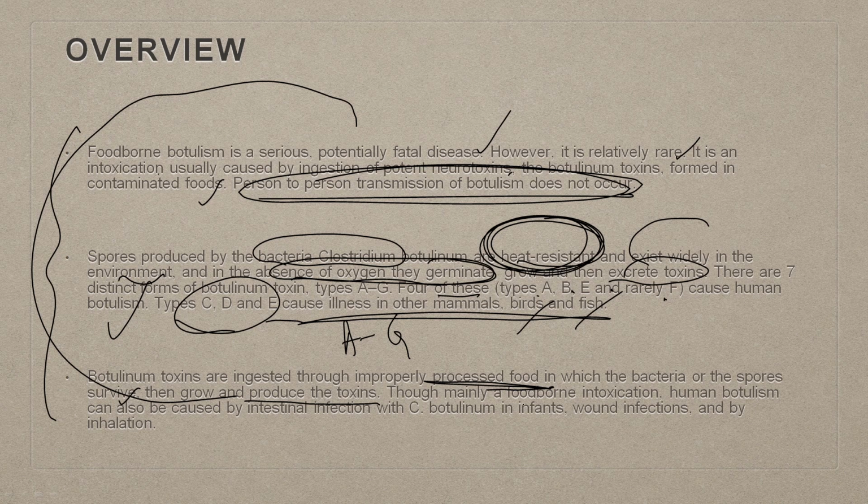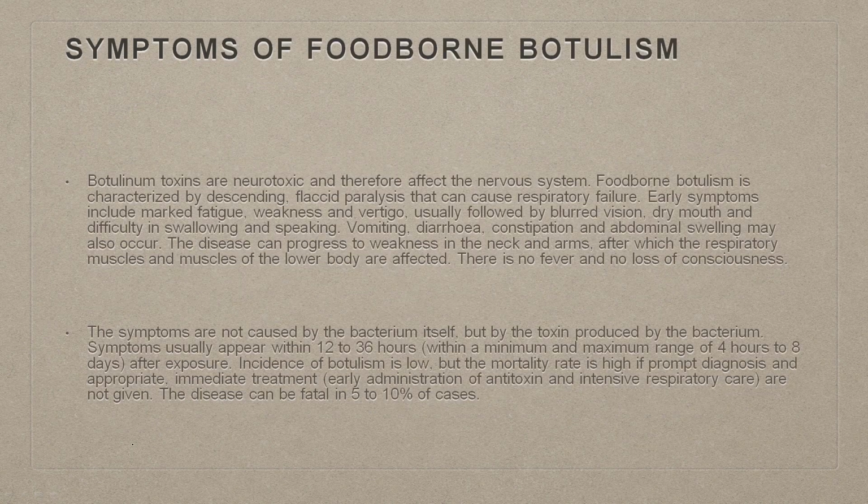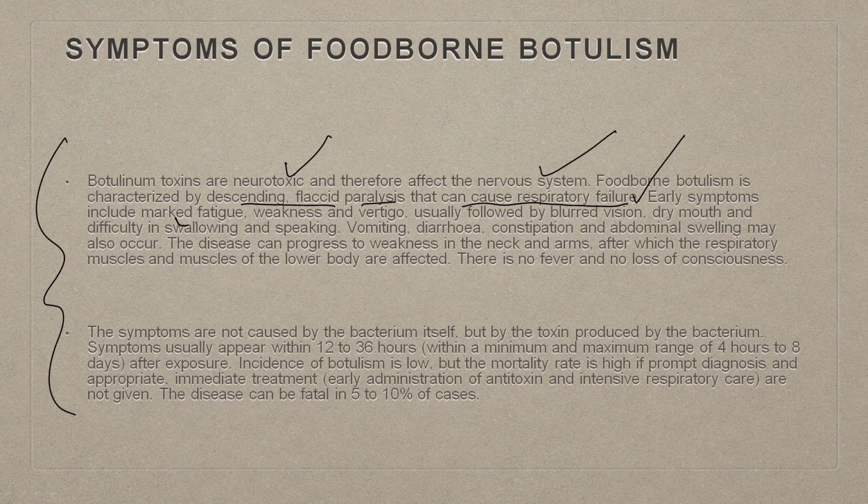Though mainly a foodborne intoxication, human botulism can also be caused by intestinal infection with Clostridium botulinum in infants, wound infection, and by inhalation. Foodborne botulinum toxins are neurotoxic, therefore they affect the nervous system. Foodborne botulism is characterized by descending flaccid paralysis that can cause respiratory failure. Early symptoms include marked fatigue, weakness and vertigo, usually followed by blurred vision, dry mouth and difficulty in swallowing and speaking. Vomiting, diarrhea, constipation and abdominal swelling may also occur.